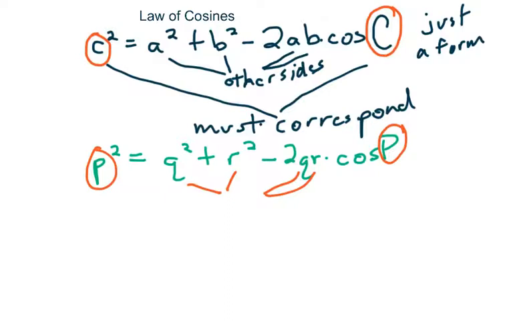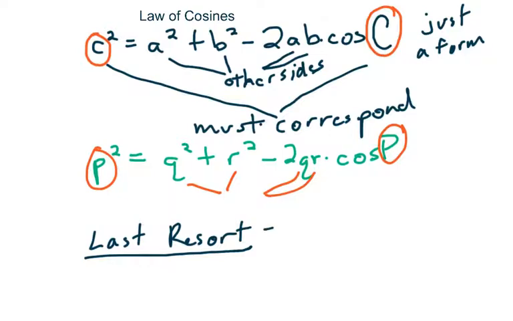I don't think there's anything else other than I like to think of this as a last resort, using the law of cosines. If you watch the law of sines video or lesson, you'll notice that it was fairly easy to use and solve for variables. So we like to use it rather than the law of cosines. So if we have to use this, we use it only once.